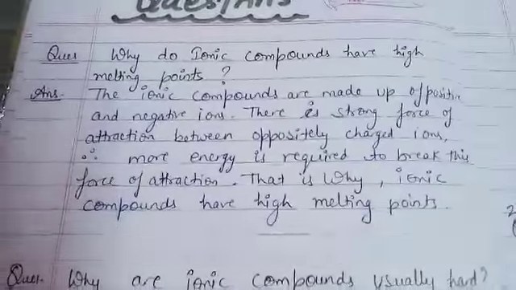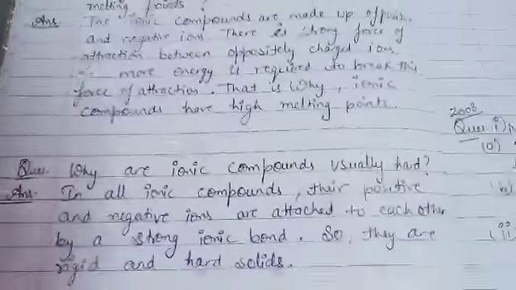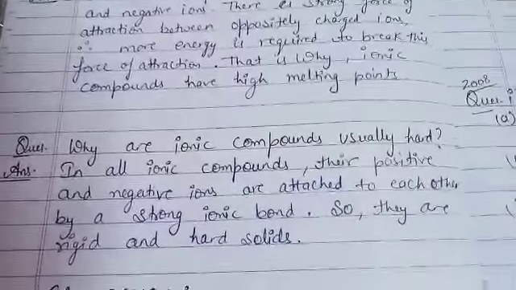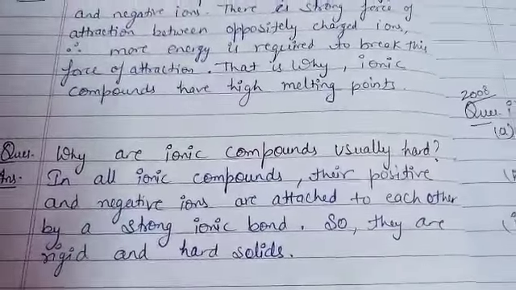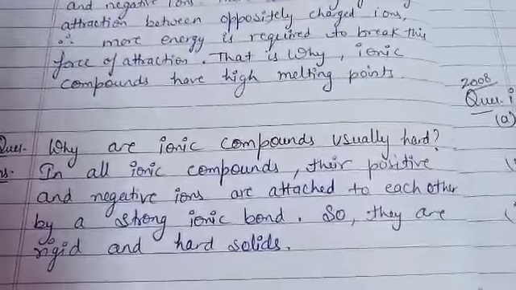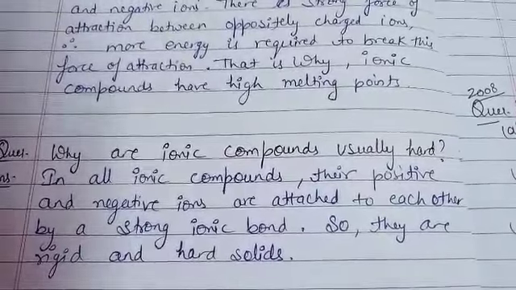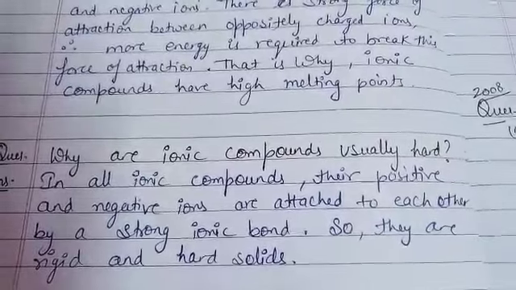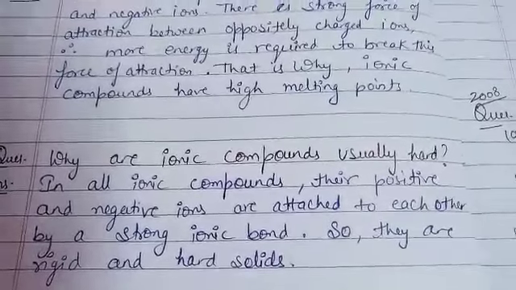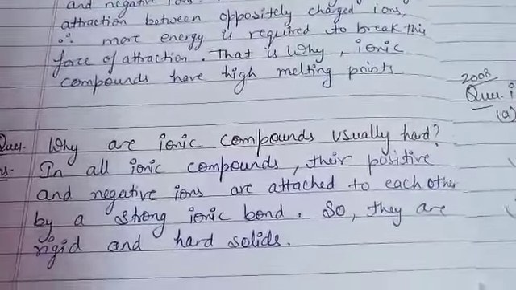Okay, this one is one question. Now another one is, why are ionic compounds usually hard? The answer is almost the same. Again, because ionic compounds carry positive and negative charge, and they are attached together by a strong ionic bond, that's why they are hard solids.